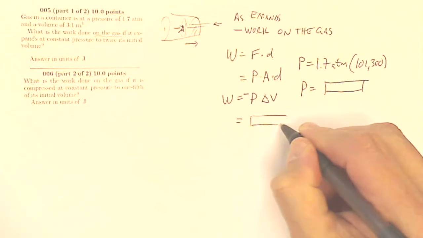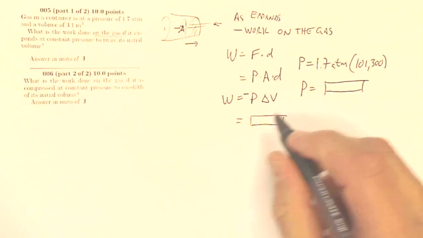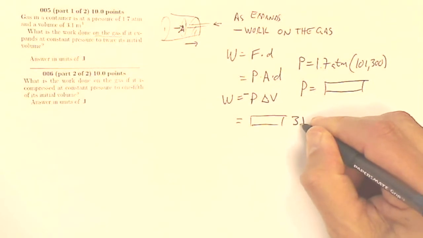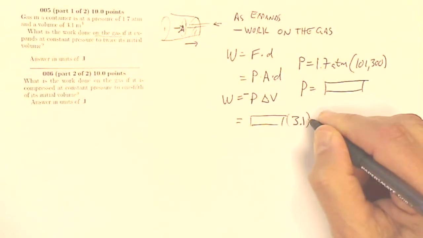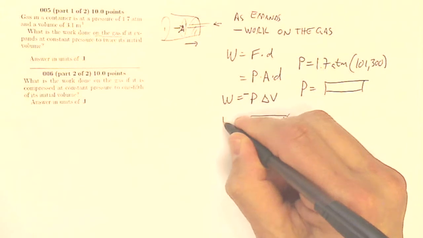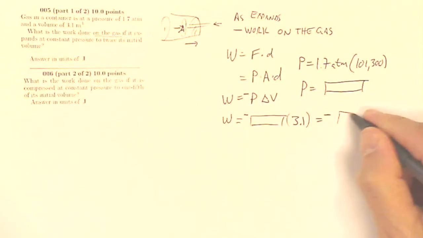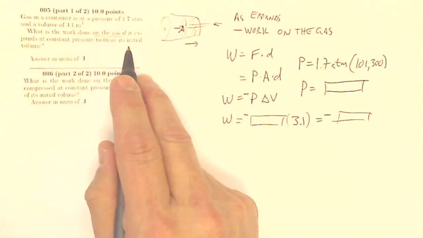So I'm going to take that pressure times my delta V. Since I've got 3.1 and I'm doubling it, it's going to be a delta V of 3.1, and that's in meters cubed, so that's good. So my work is going to be negative whatever that product is. So there's my work done on the gas.